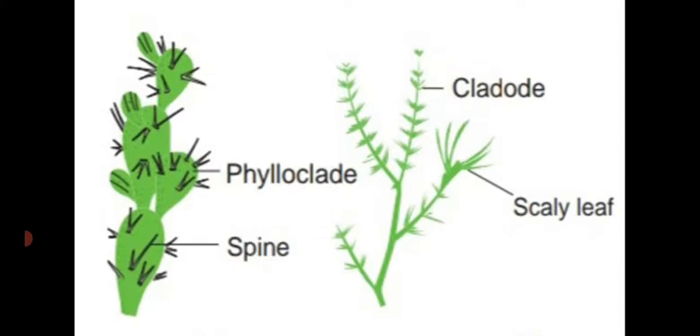Here in this phylloclad, the stem is flattened, thick, green in color. The sharp pointed thorns are the modification of leaves. So the function of photosynthesis is done by the flattened, succulent, water storing, green colored stem portion. Those stems are known as phylloclad. Here the leaves are modified into thorns or spines.